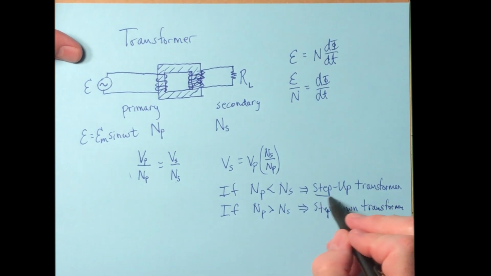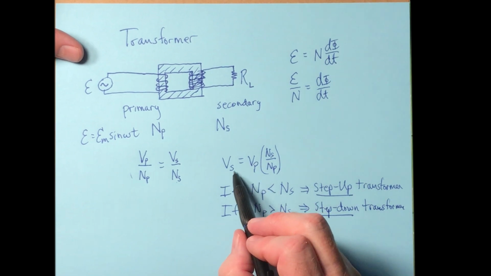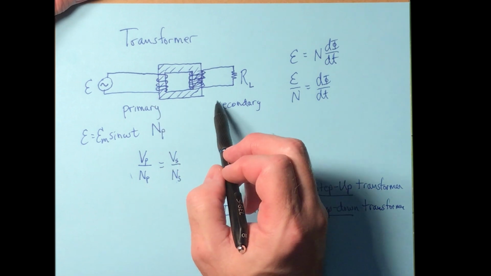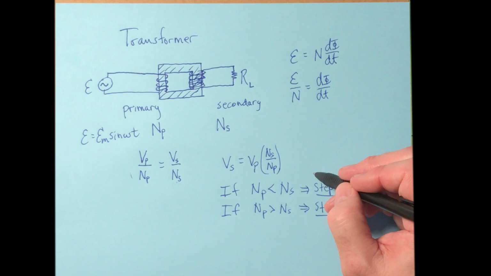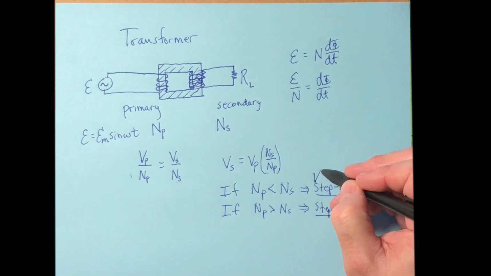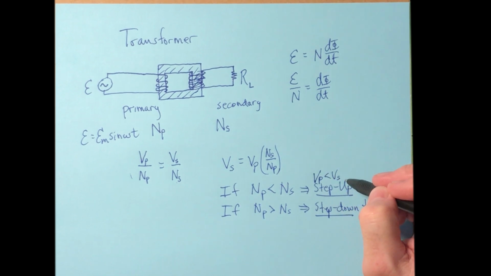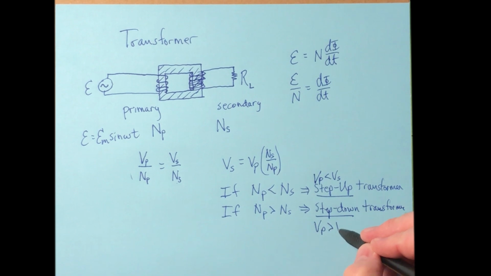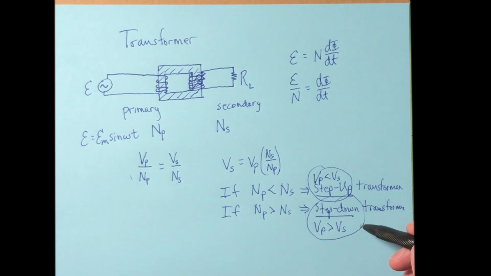So you judge whether a transformer is step up or step down based upon whether the voltage across the primary is bigger or smaller than the secondary. And it's based upon this relationship. So for step up, the voltage on the primary is less than the voltage on the secondary, and for step down, the voltage on the primary is greater than the voltage on the secondary. So that's how you determine whether a transformer is a step up or step down.